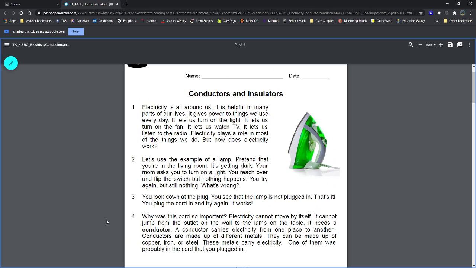The story is called Conductors and Insulators. Yes, Alexa. Okay, try reloading the page, Alexa.